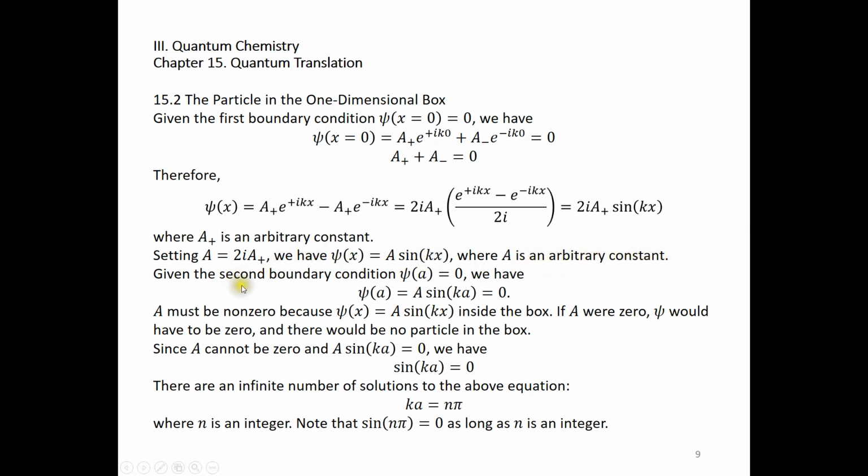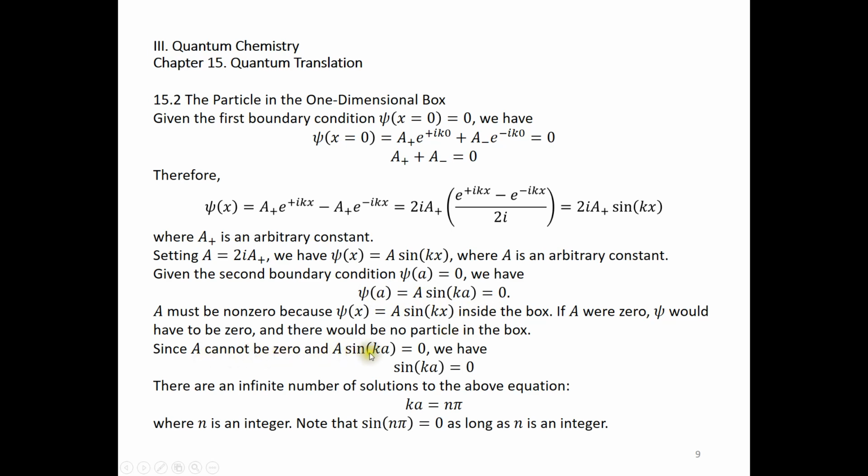Now let's look at the second boundary condition. Psi of a is 0. That means A times sine ka should be 0. So now we have a product here: A times the sine function is 0. So can A be 0? Well, A cannot be 0, because if A is 0, the wave function must be 0. And if the wave function must be 0 inside the box, there's no particle in the first place. So A cannot be 0.